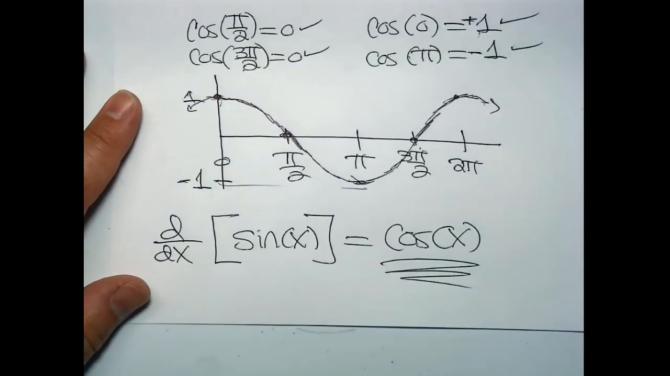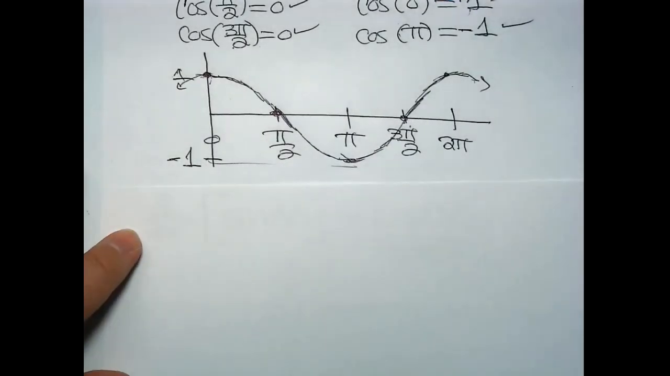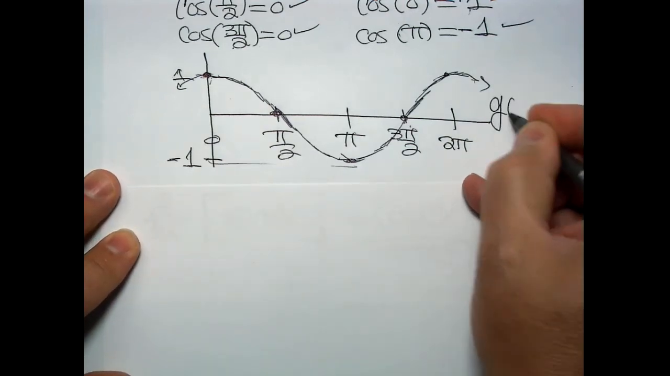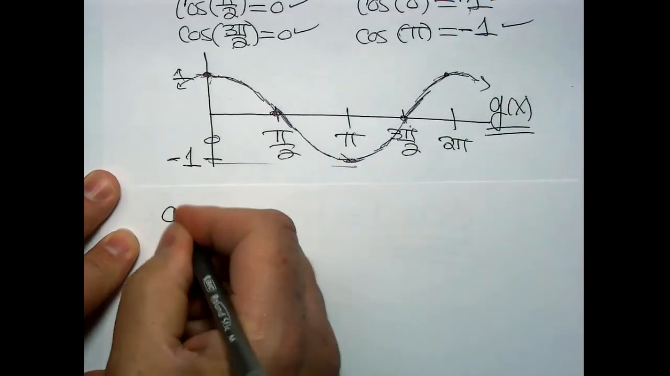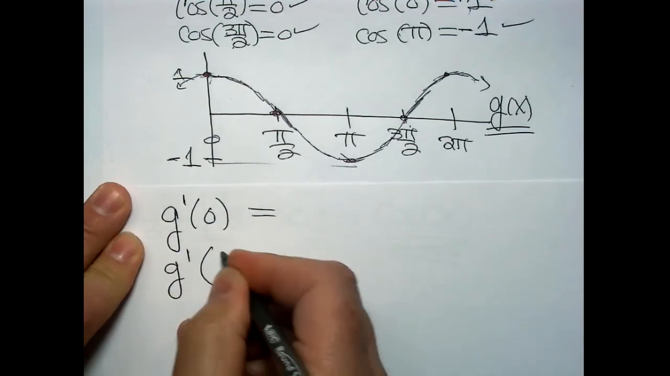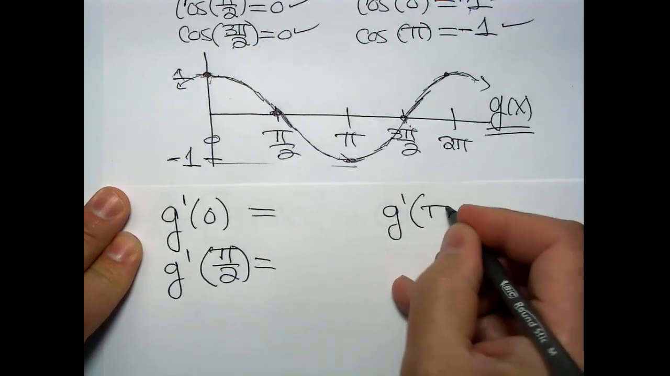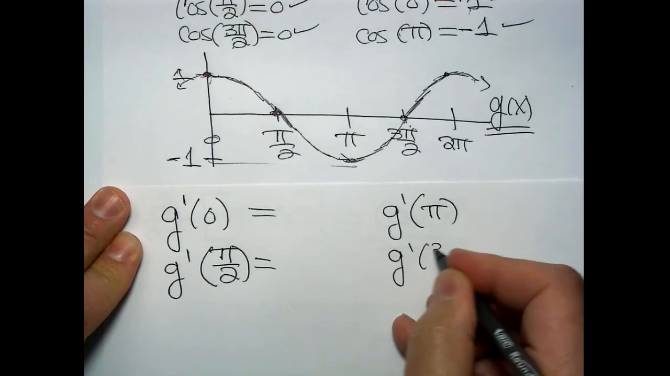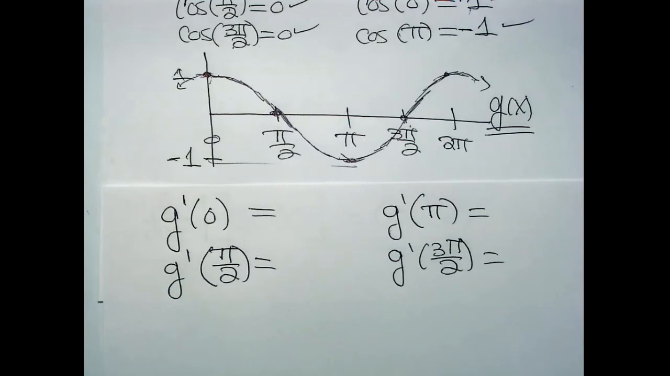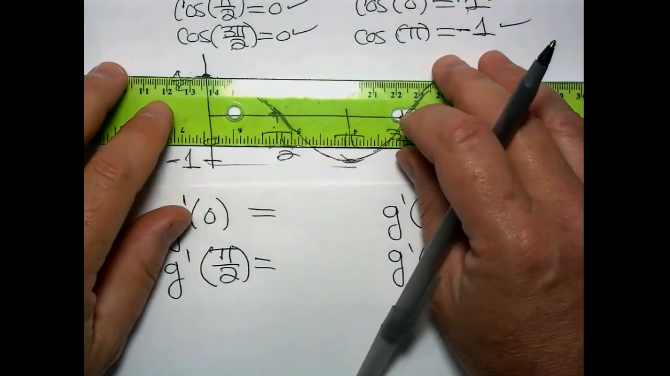What about the cosine? The derivative of the cosine. Now, we'll make the cosine a g of x function, just to make it a little different. And so what would the g prime of 0 be? What would the g prime of pi over 2? G prime of pi? G prime of 3 pi over 2. Let's see if we can evaluate those graphically. So again, I'm going to take my ruler, I'm going to go up to 0, and let's look at g prime.